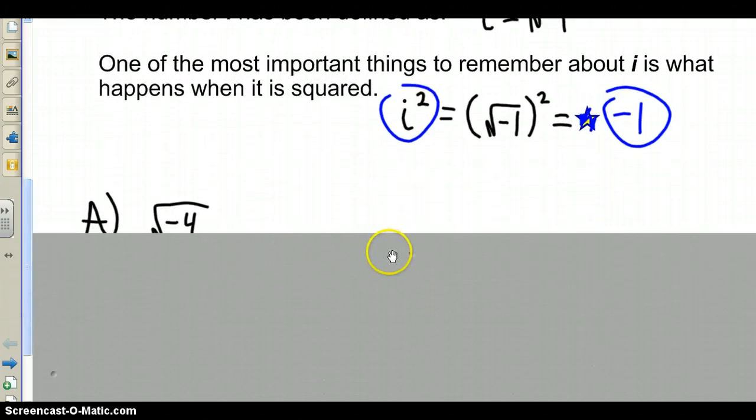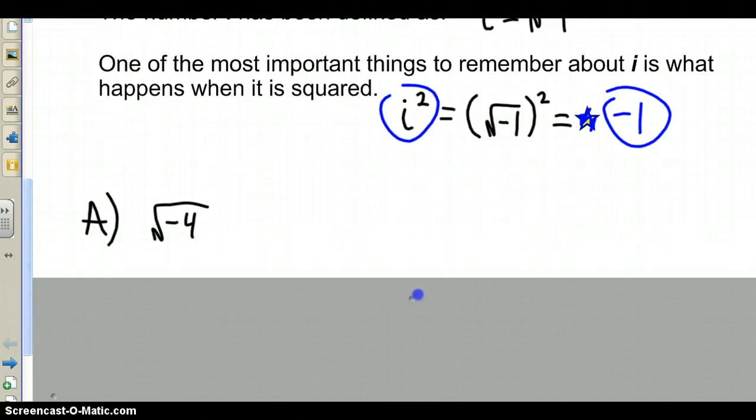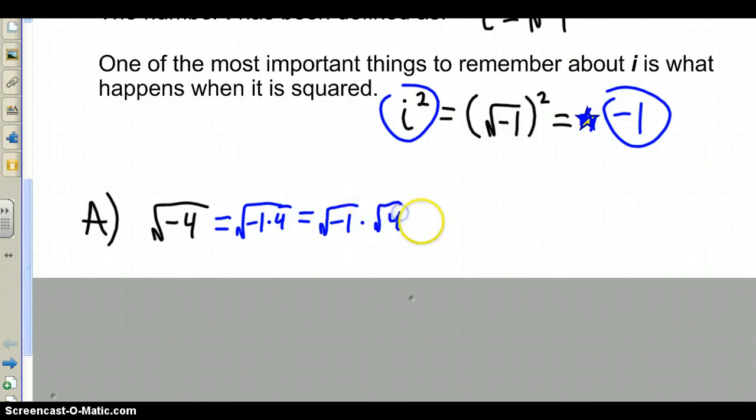Let's use that to solve this problem. The very first time I'll do this, I'll show a little extra work, and then we'll show you the shortcut. The first thing I want you to see is you can break up -4. We know that -4 is really -1 times 4, and we're also allowed to break that up within the radicals: the square root of -1 times the square root of 4.